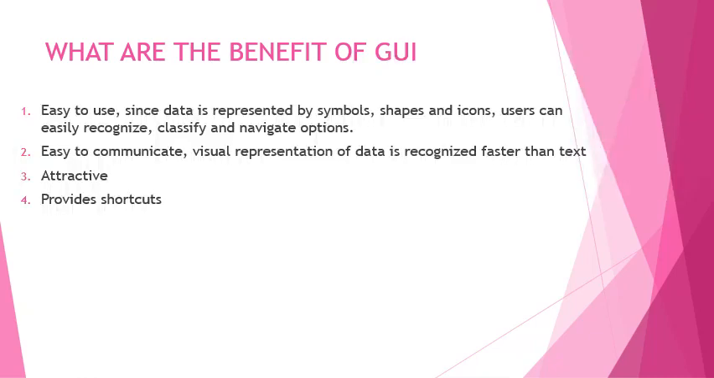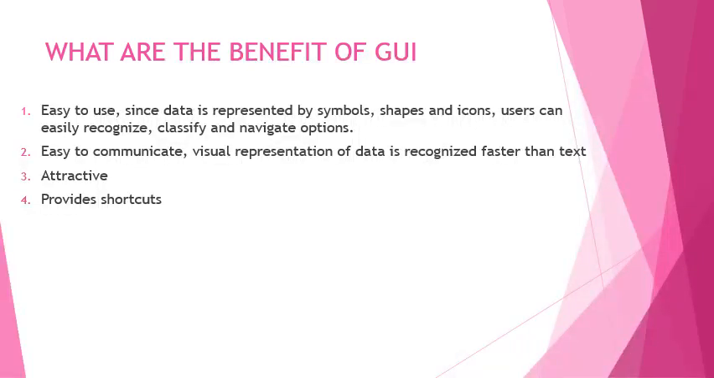So our slide 5, which is known as what are the benefits of GUI, which is graphical user interface. 1. Ease to use. It is easier to use since data is represented by symbols, shapes, and icons. So users can easily recognize, classify, and navigate options. Since they are classified with a symbol, it is very easy for an individual to know that this symbol is for search, this symbol is to log in, and so on. This symbol is to turn off the system or to go out of the server.